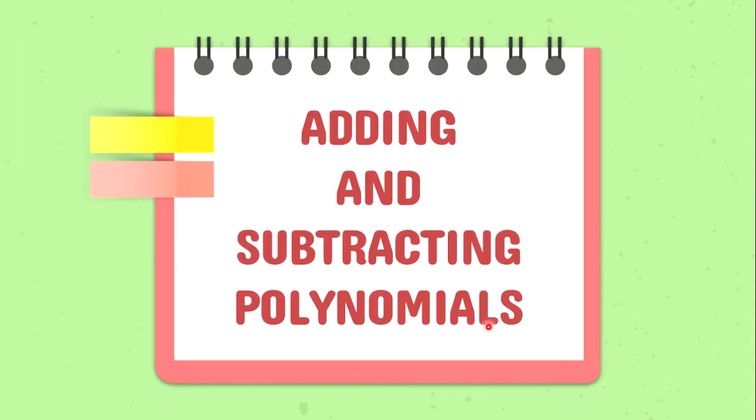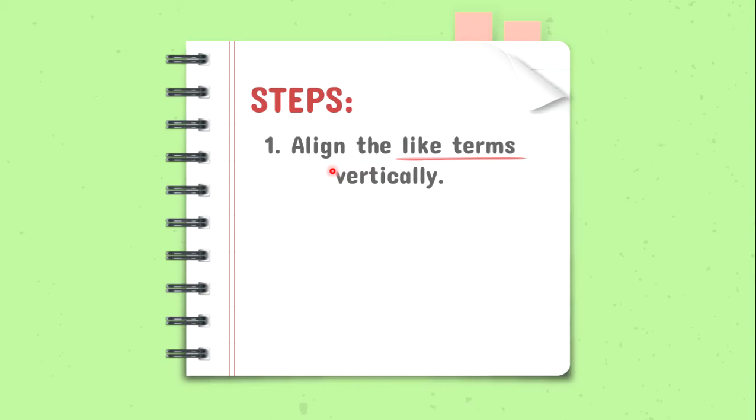If we know those terms already, we can now add and subtract polynomials. Let's see the steps first. We have three steps in adding and subtracting polynomials. The first step is to align or arrange the like terms vertically. We have to make sure that the like terms are aligned, because if not, we cannot add or subtract them. We should only add or subtract like terms.